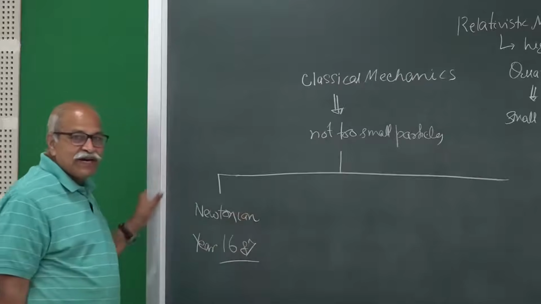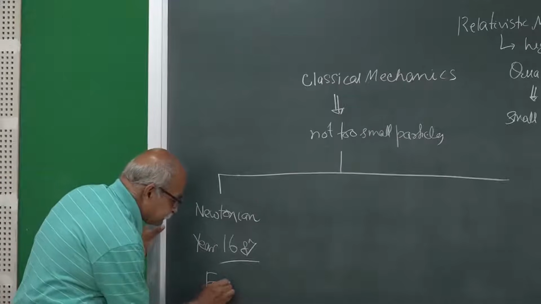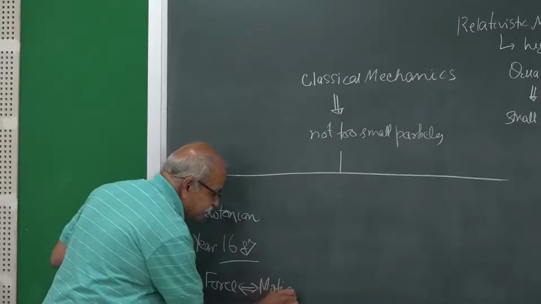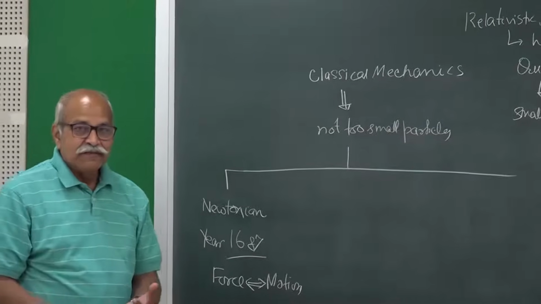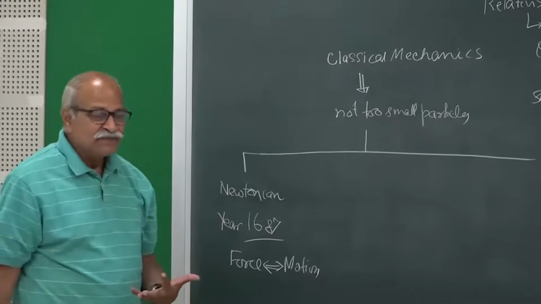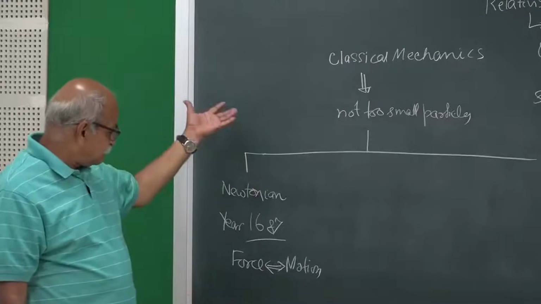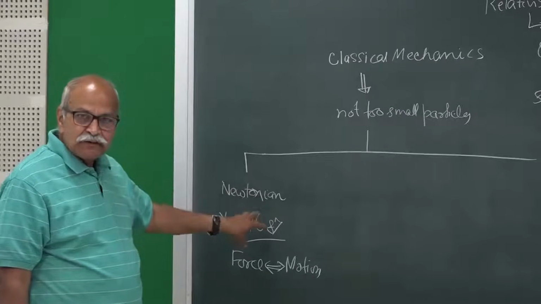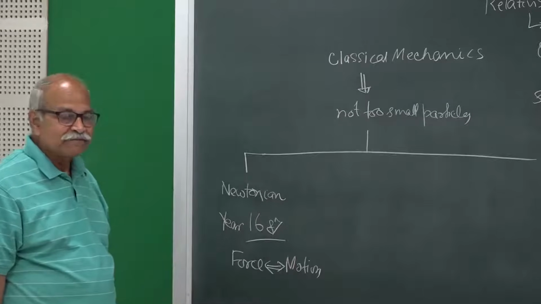Here the central thing is force and motion, force related to motion. This is the central idea. We talk of forces acting on particles, exerted by other particles. Forces are causing motion, and from there this entire mechanics is developed. We will talk of various parameters like momentum, angular momentum, energy, all those things, but the basic central theme is force and motion.